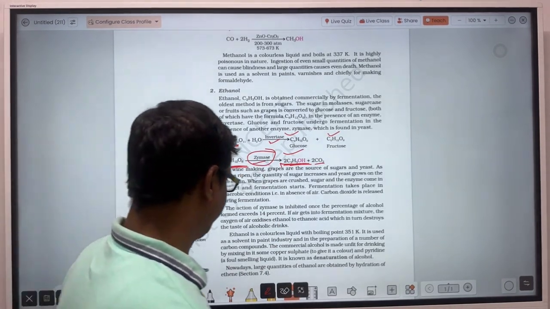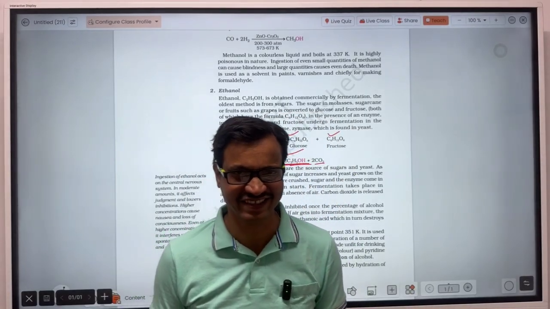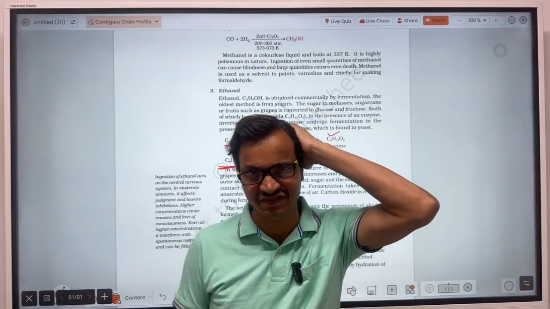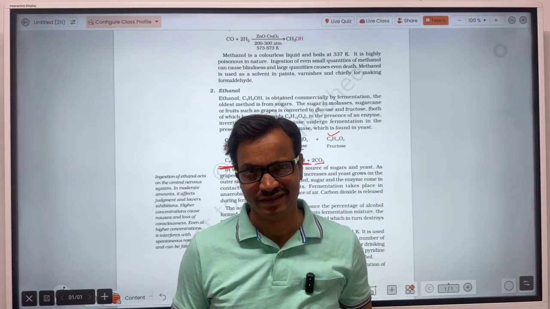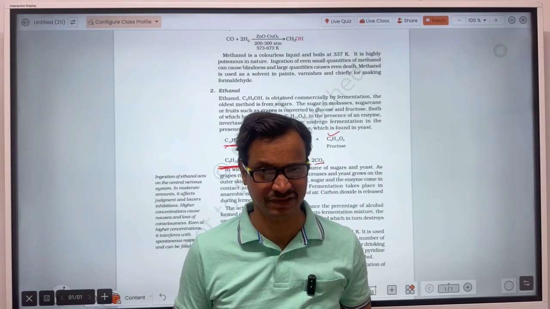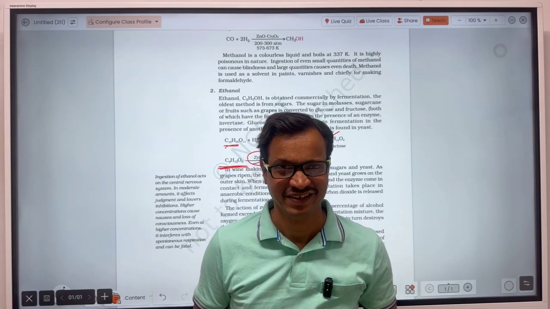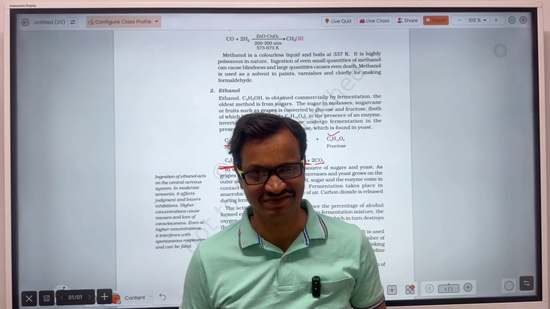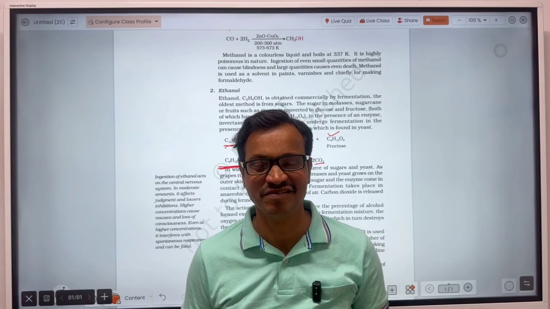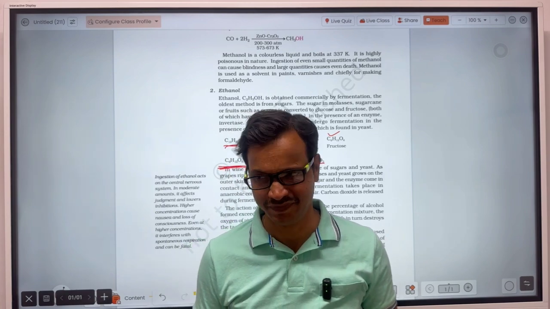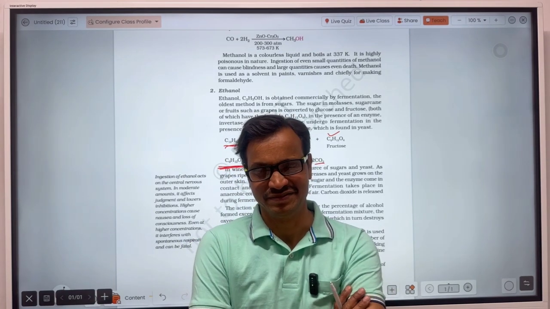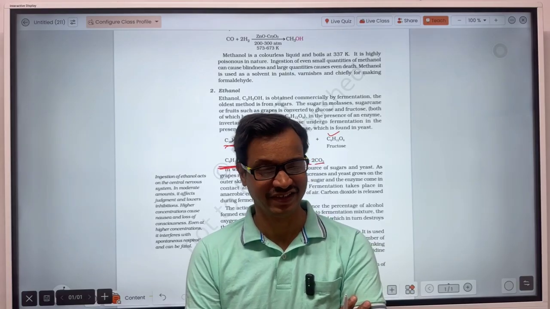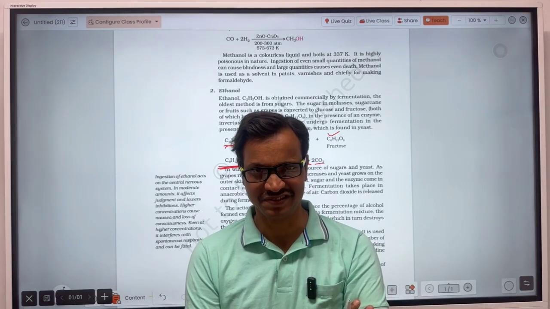Okay, and one interesting fact here: when 14% ethanol is formed, the activity of the zymase enzyme will be inhibited. When there is 14% alcohol, there will be no further formation of alcohol. That means the formation of alcohol will stop there naturally. So when wines are made from grapes, the concentration of ethanol will not exceed 14%.